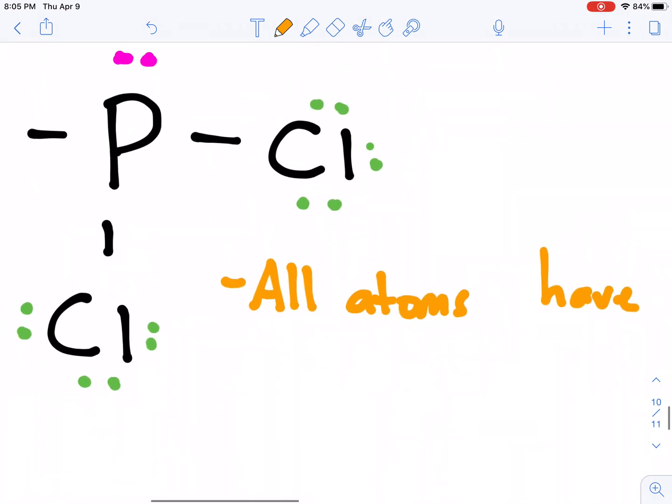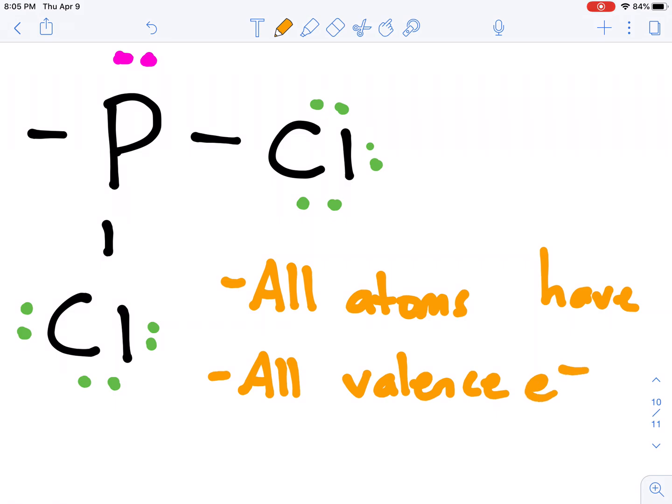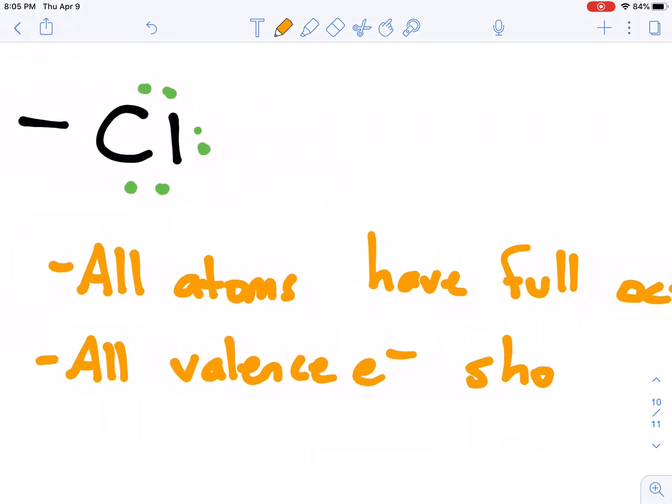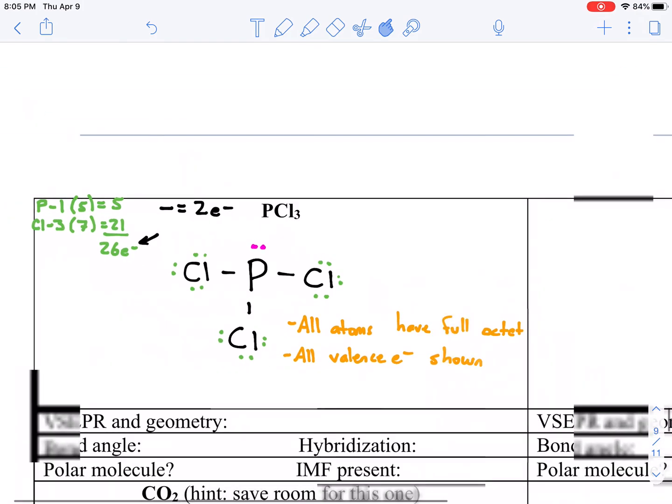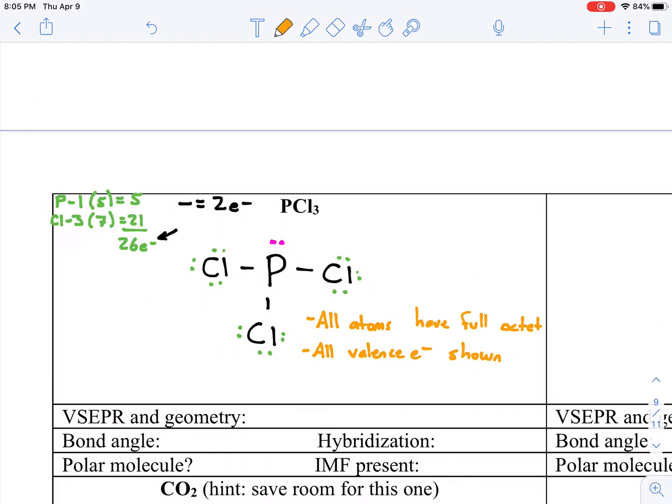Secondly, all of your valence electrons need to be shown. So what do I mean by that? The very first thing we did in green up here on the upper left is we calculated the number of valence electrons we need to show. It was 26. You'll notice that we've shown 26 valence electrons because we've shown a bunch of dots, right? We've shown 20 dots. We've shown 3 lines, which represent 6 electrons, so we've shown all 26. As soon as you've done both of those requirements, you have fulfilled the requirements of a Lewis structure.